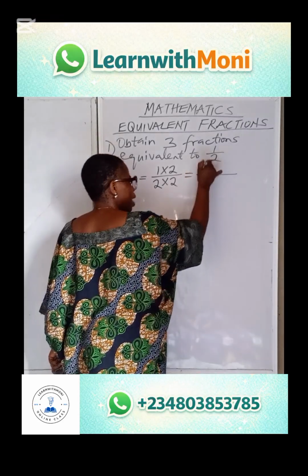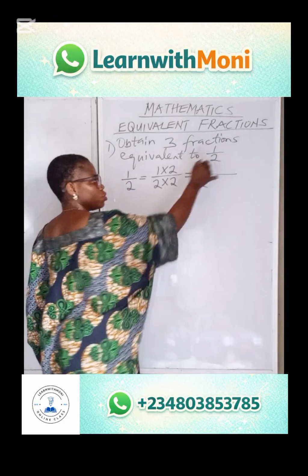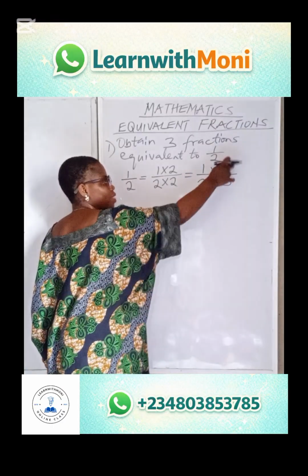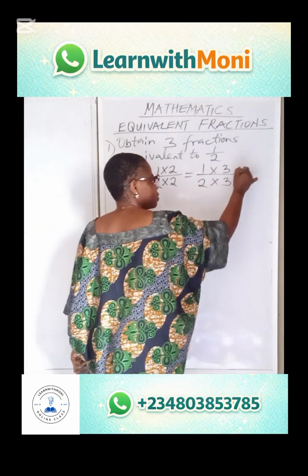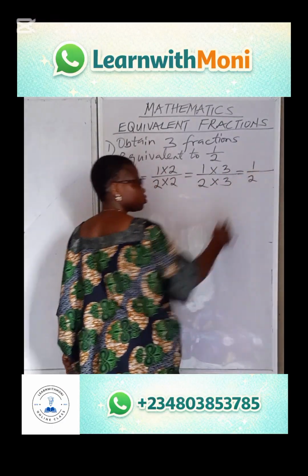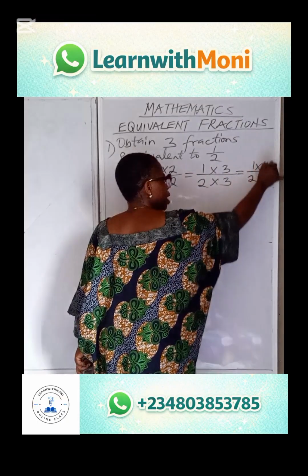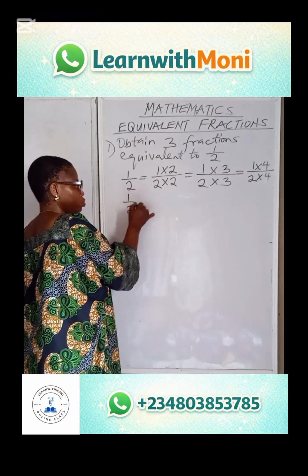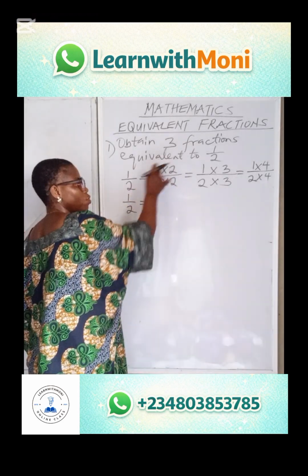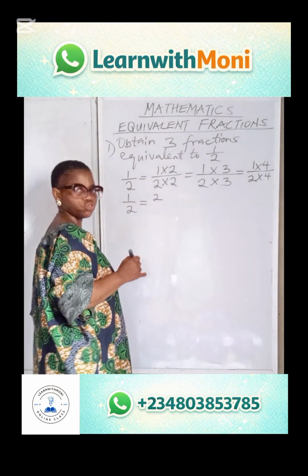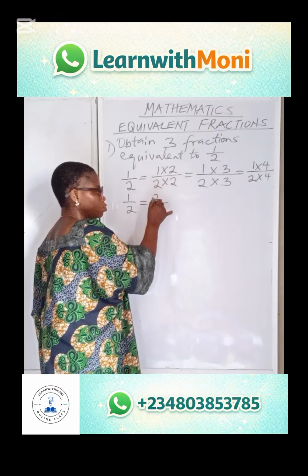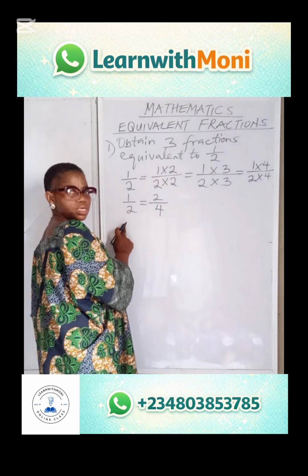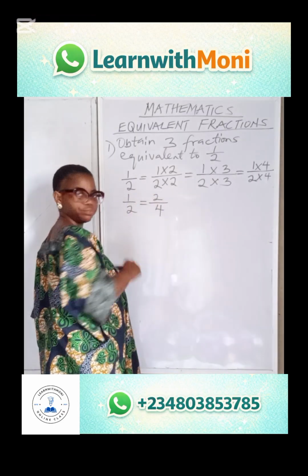I can also multiply, this is still my 1 over 2, the numerator and denominator by 3. The same thing is happening to them. I can take the third one. This is my 1 over 2, multiply the top and the bottom by 4. So 1 over 2 is the same thing as 1 times 2 is 2, 2 times 2 is 4. So 1 over 2 is equal to 2 over 4.